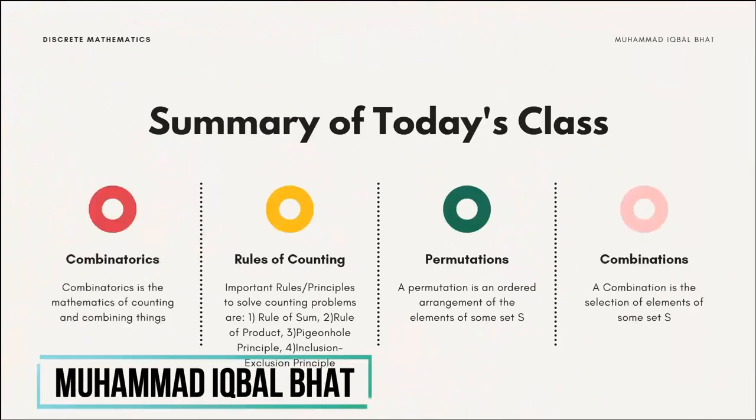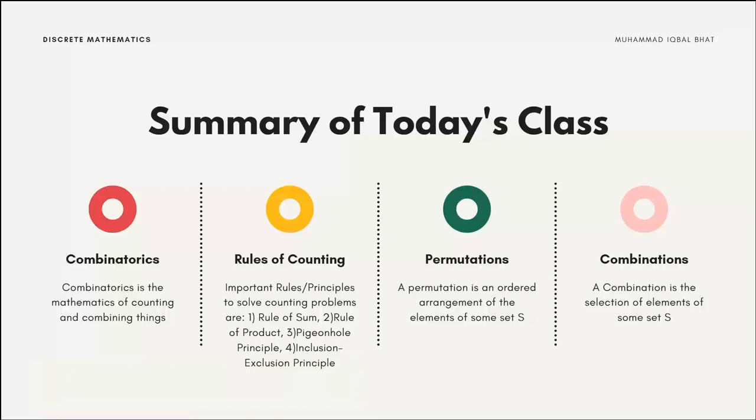So now the summary of today's class. First, we started with combinatorics, that is the mathematics of counting and combining things. Then we learned some rules of counting, important rules and principles that are used to solve counting problems: the rule of sum, the rule of product, the pigeonhole principle and the inclusion-exclusion principle. Then we moved to permutations, which is an ordered arrangement of the elements of some set S, and the number of permutations of n elements taken r at a time is n factorial divided by (n minus r) factorial.